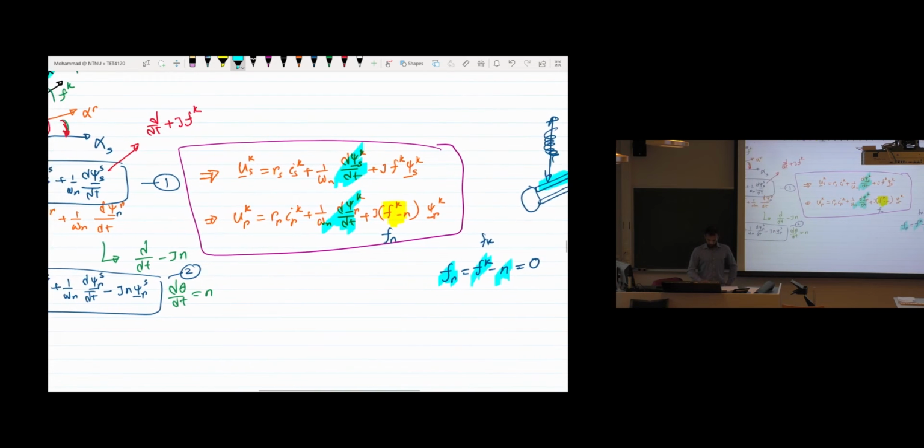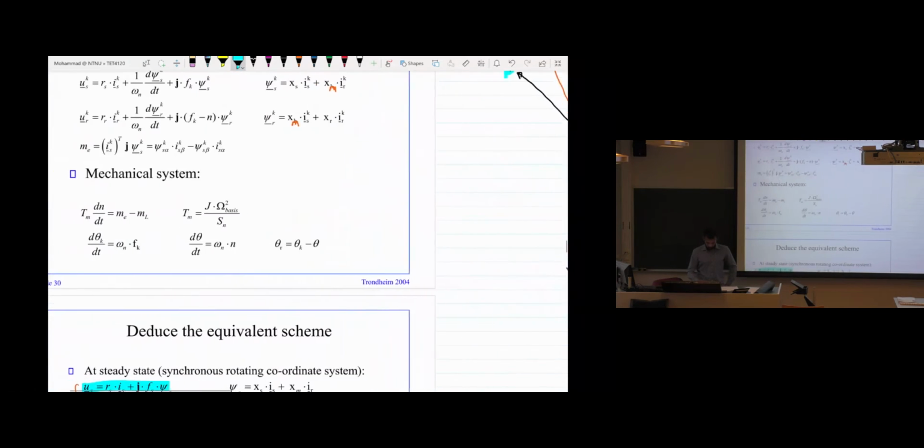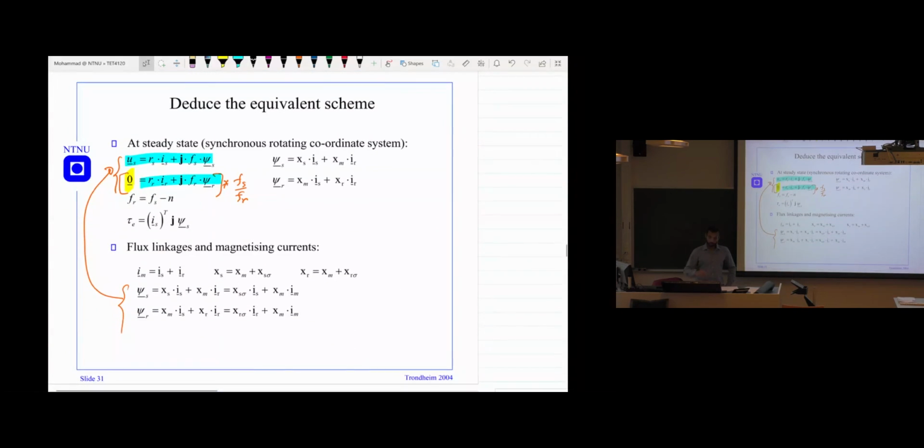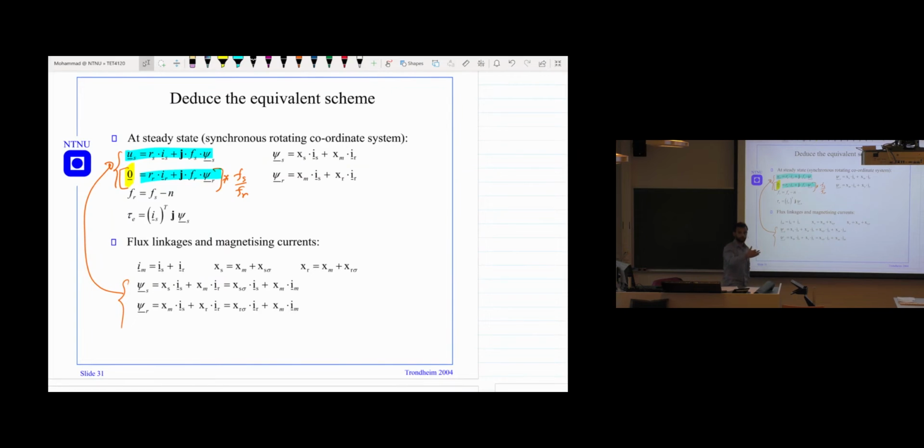And if you remember the machine modeling, or when you had the machine course, at that time we were not talking about the drive. We just connected the machine directly to the AC power supply. So in that time, we defined the slip.